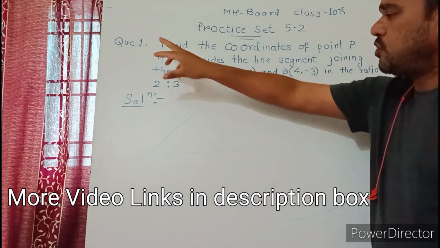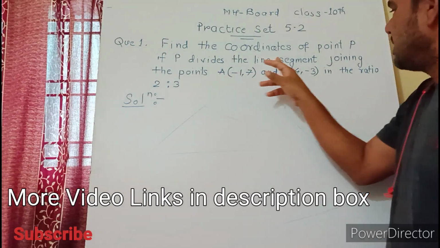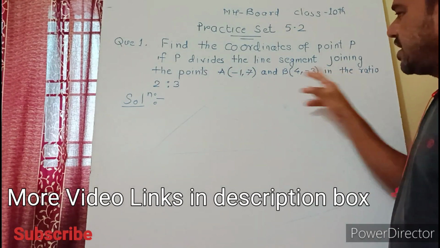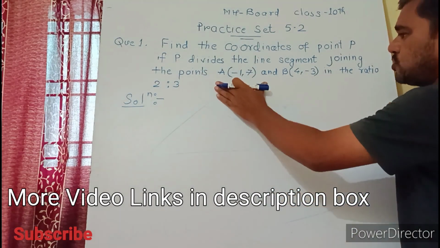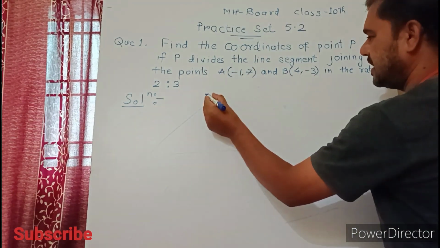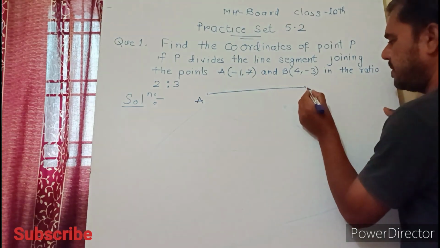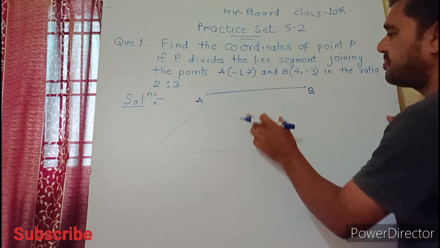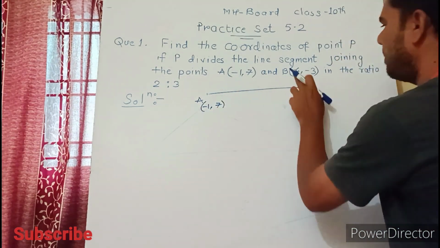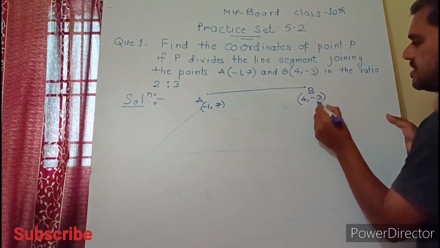Now coming to the problem, question number 1. Find the coordinates of the point P, if P divides the line segment joining the points A and B in the ratio 2:3. Let us suppose a line which has endpoints A and B like this. A is one endpoint and B is another endpoint. A has coordinates (-1, 7), and B has coordinates (4, -3).